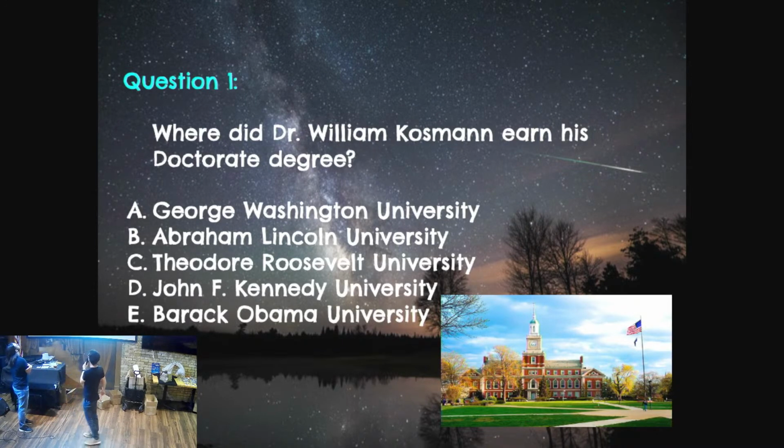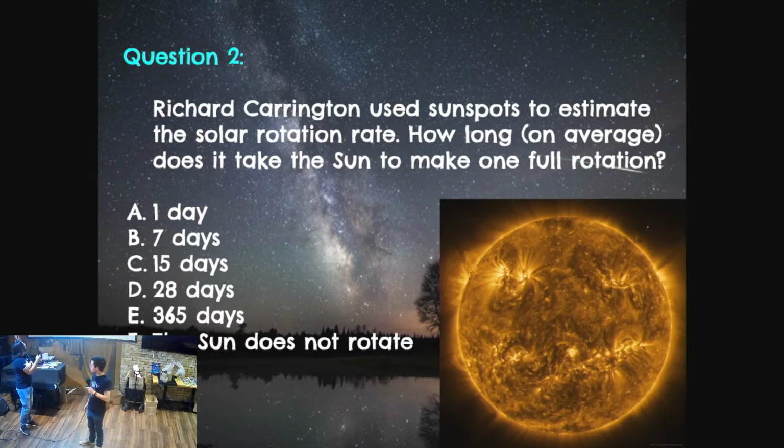Where did Dr. William Kosmann earn his doctorate degree? A. George Washington University. B. Abraham Lincoln University. C. Theodore Roosevelt University. D. John F. Kennedy University. Or E. Barack Obama University. This one is easy just because logic. Everyone good? All right.